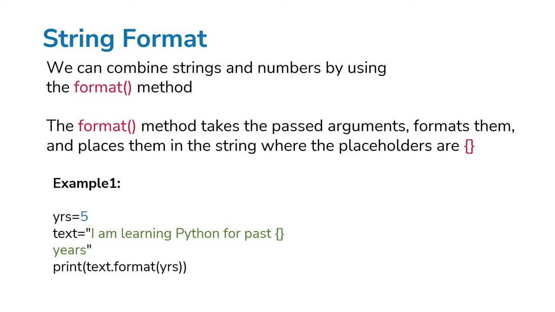I have given an example below. I have a variable called years and another variable called text. If I want to substitute a number value in a string, I have used open and close curly braces where I can substitute the actual value. The value 5 will be substituted here, which will give me an entire string saying I am learning Python for the past 5 years. Finally I'm just printing that.